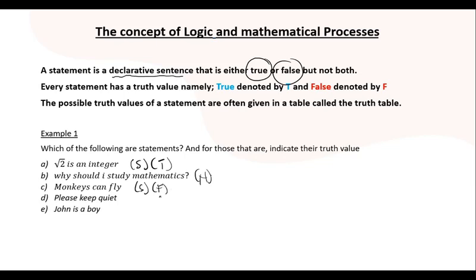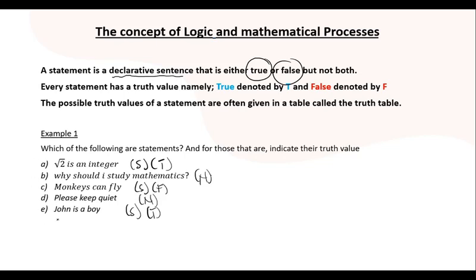D, please keep quiet. Now this is a command, or you are being told to keep quiet. You cannot say the answer to this is true or false. So this is not a statement. Now E, John is a boy. Is John a boy? Yes. So this final example, John is a boy, is a statement. And is it true or false that John is a boy? It is true. So it is a statement and it is true.